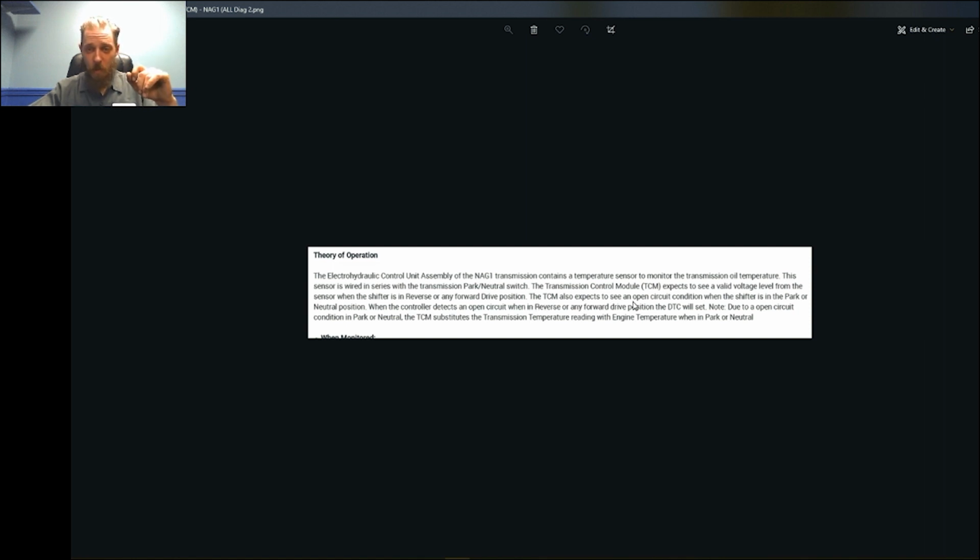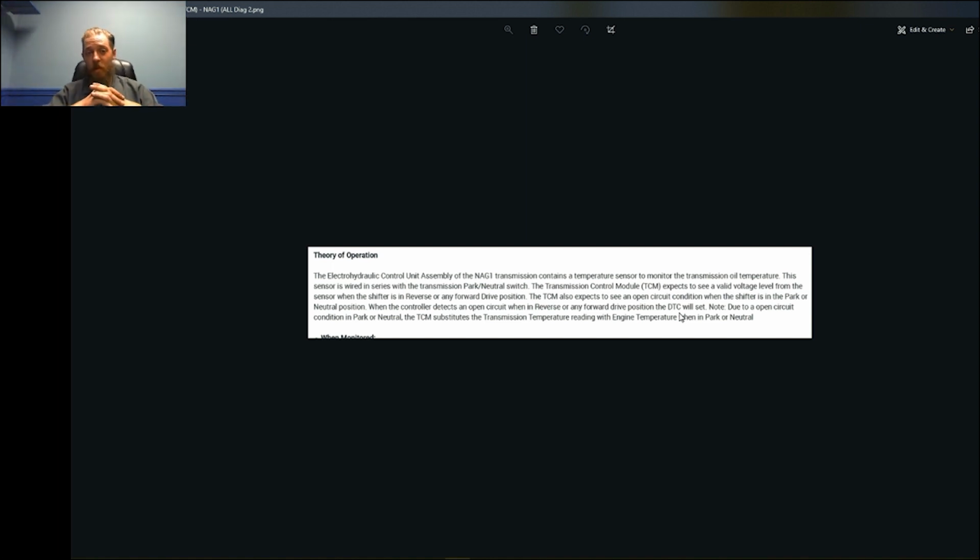TCM also expects to see an open circuit condition when the shifter is in the park or neutral position. So it wants to see high voltage, 5 or 12 volts, in park or neutral, and it wants to see less than 5 or 12 volts in reverse or any forward drive gear. When the controller detects an open circuit in reverse or any forward drive position, the DTC will set. So if we see our 5 or 12 volts in reverse or any forward position, we're going to set a code.